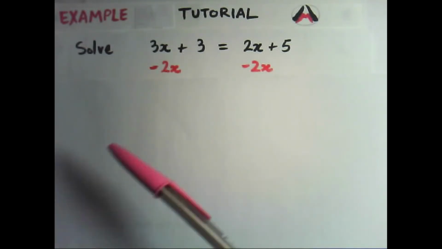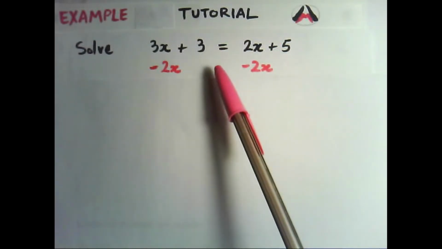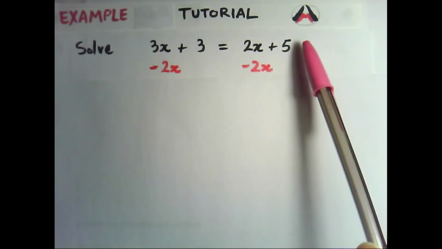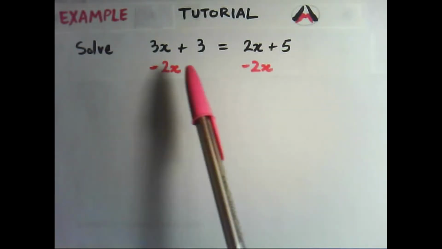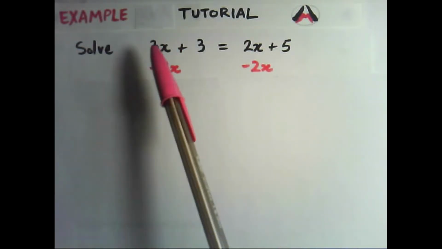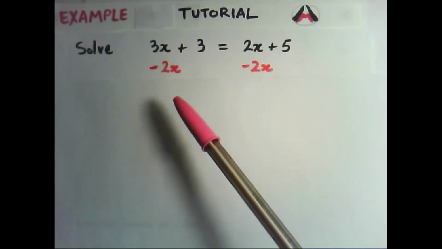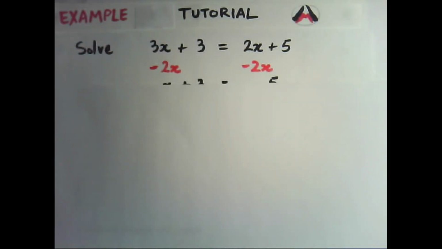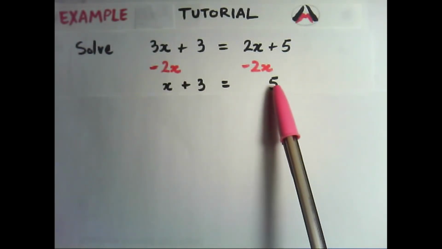So if we do that, we'll get 2x minus 2x. So that's going to eliminate that 2x term on the right-hand side of this equation, and we'll just be left with that positive 5. And on the left-hand side, 3x minus 2x leaves us with just 1x, or x, plus the 3 term there. So we're left with x plus 3 is equal to 5.